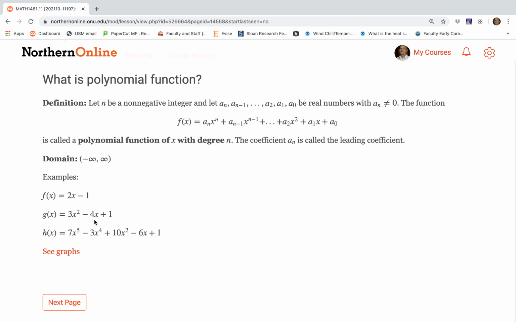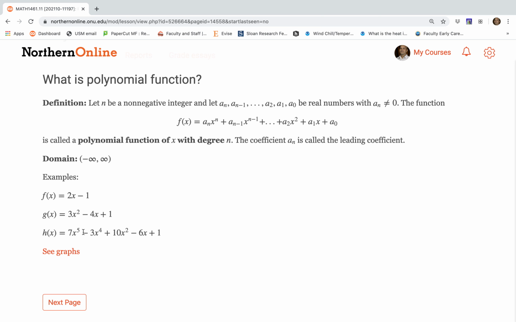In this example of a polynomial function, the highest power function appearing here is x squared, so the polynomial is of the second degree, and the leading coefficient in this case is 3. In a similar way, you can look into this example where the function is defined by h of x equal to 7 times x to the power 5 minus 3 times x to the power 4 plus 10 times x squared minus 6x plus 9.